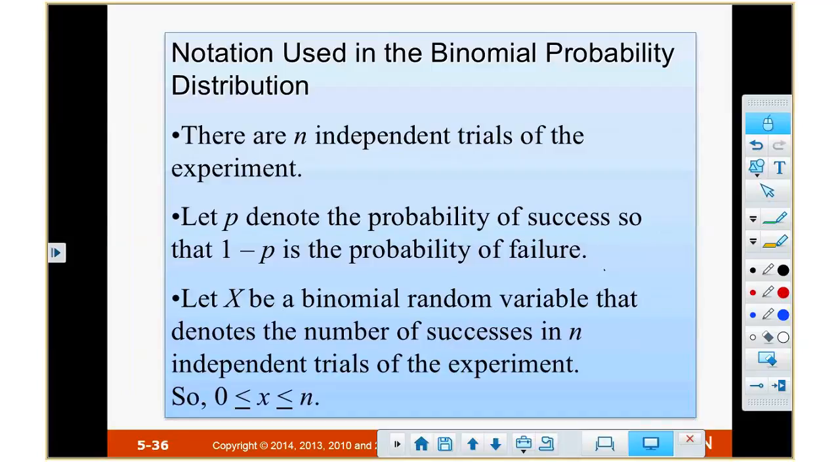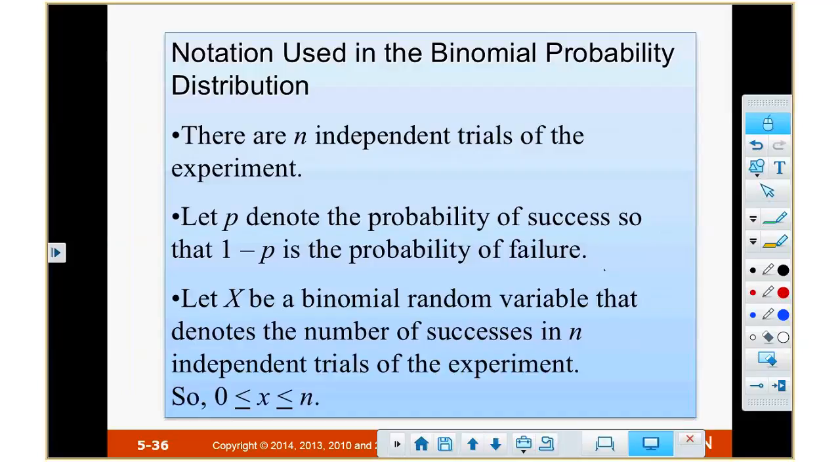Q is the complement of P. Now, you will hear me call it Q. This book is different from the last book we used, the Triola book. They call it 1 minus P. Okay? Q equals 1 minus P. So you can say 1 minus P, or you can say Q. I will say Q.